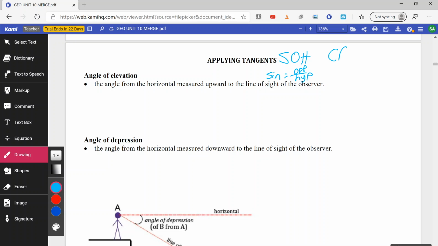We have CAH for cosine and TOA for tangent. So cosine is adjacent over the hypotenuse, and tangent is equal to the opposite over the adjacent side. And we can use this last one when we're talking about things like angle of elevation or angle of depression.